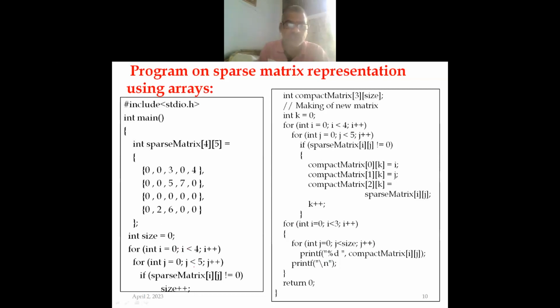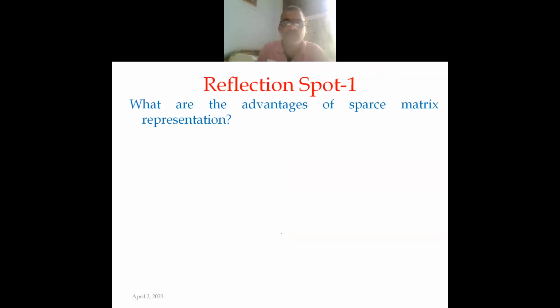And here we compare: if sparse matrix of i comma j is not equal to 0, then size plus plus, where initially size is 0. So we are counting how many non-zero elements there are. In the compact matrix representation, we have 3 rows and then size number of columns. Like this we represent it, and this is the nested for loop we write for representing this particular matrix, and then this is a loop we use for displaying the sparse matrix using arrays. Now the reflections part: what are the advantages of sparse matrix representation?